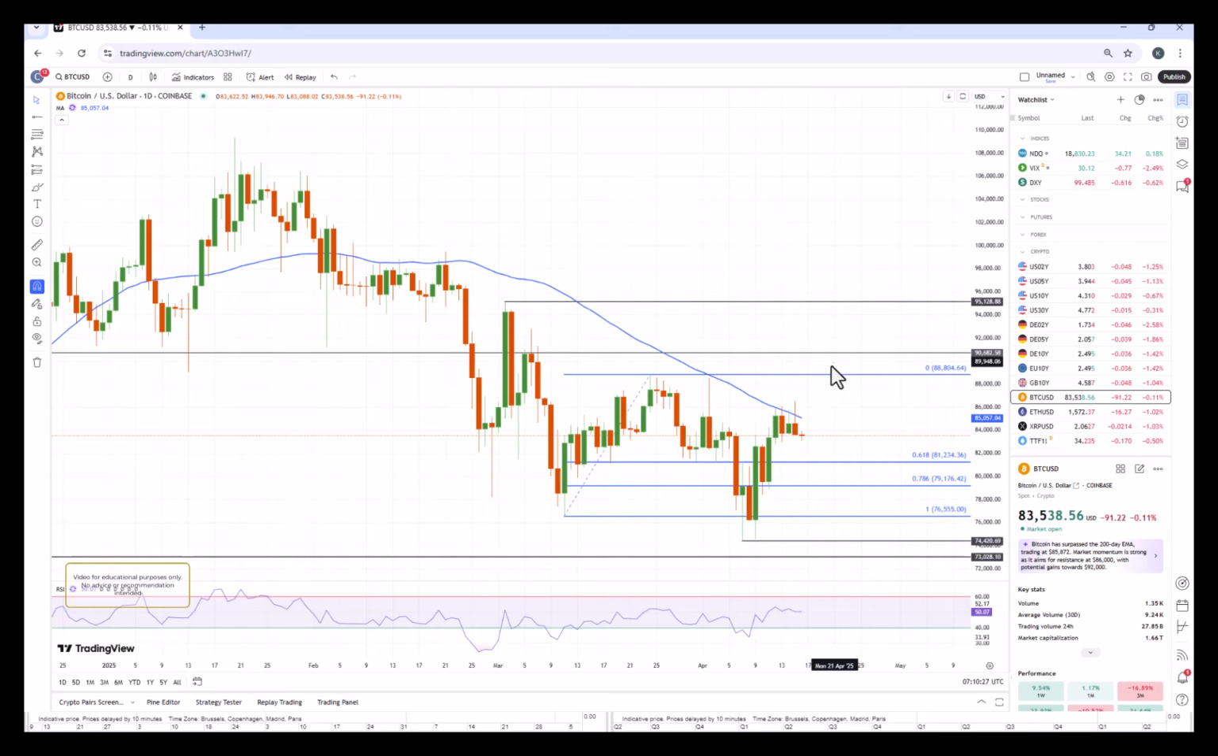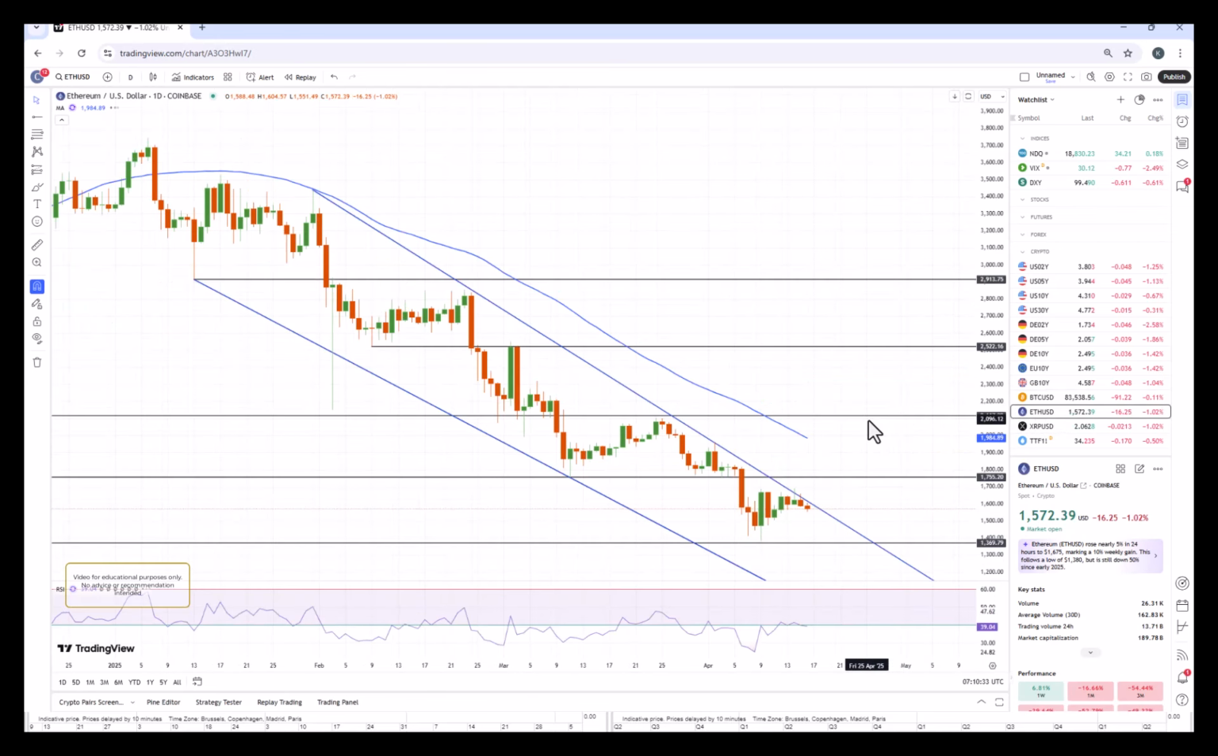Ethereum is still struggling with the falling trend line, so that's key to watch out for. And also the 1755 resistance.